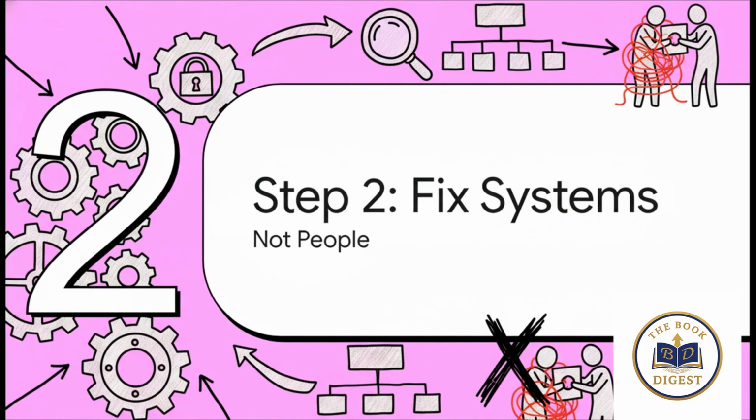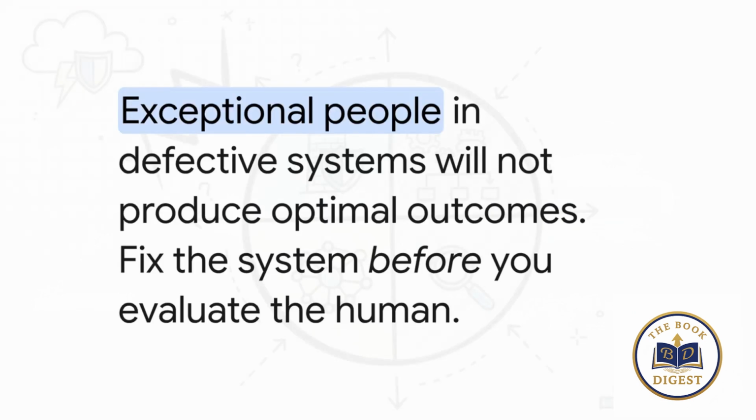Okay, on to Section 2. This next step in the sequence directly tackles one of the most common mistakes in leadership, focusing on the people instead of the process. The book's golden rule is crystal clear. Fix the system before you evaluate the human. Why? Because even your absolute best people will eventually fail if they're stuck working inside a broken system. You simply cannot outperform a defective process forever.